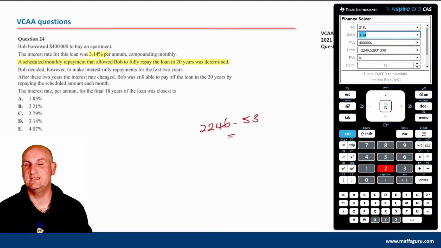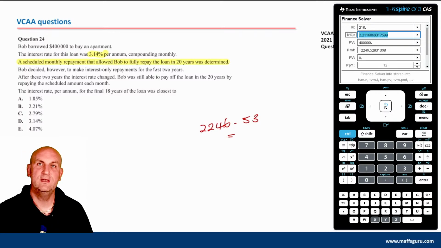All right, so that means the 18 years left by repaying a scheduled amount each month. That's this scheduled amount here. So what is the interest rate for the final years? Well, again, nothing else changes because my principal value stays the same. And if I hit enter there, I get 2.21%.